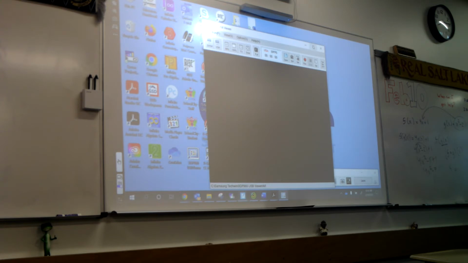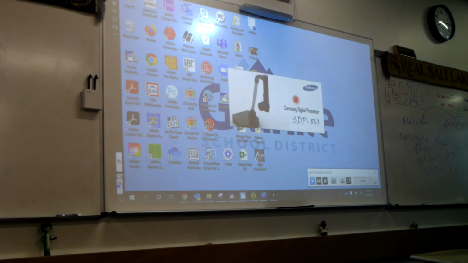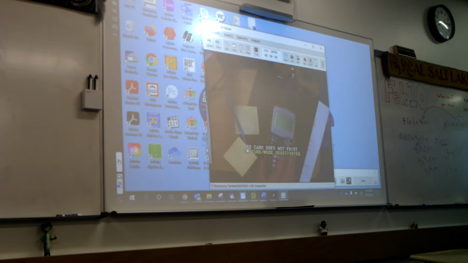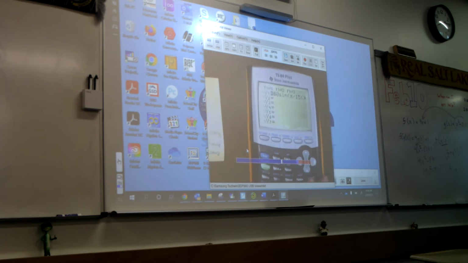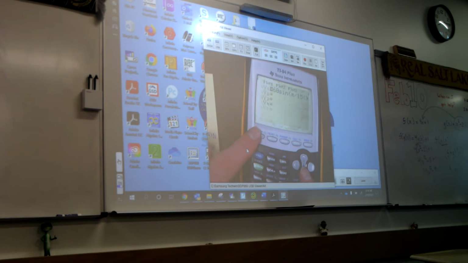Okay, wait for it. Okay, now when you guys go to graph this, you might not be able to really see it as well because of your window being not where it should be. So when I go to graph this, this is what mine looks like, and I can't really see what's going on as well. What I need to do is I need to change my window.